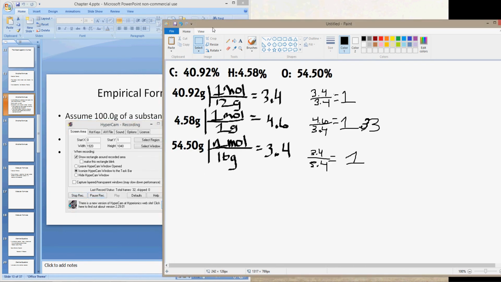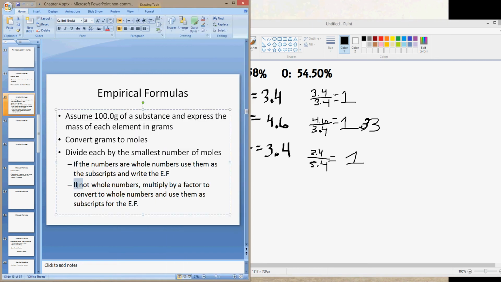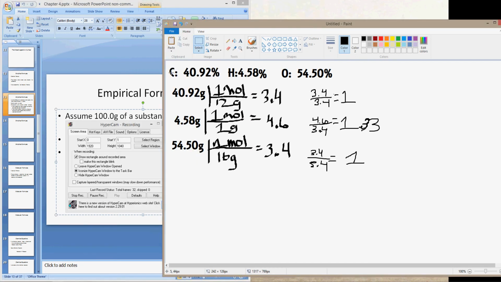Hold on. Alright, Marco, here's another example, but this is the one where this applies. If not whole numbers, multiply by a factor to convert to whole numbers, and then use them as the subscripts for the empirical formula. Alright, I'll just go over the steps again, just in case I wasn't clear. So here's the problem that we get. Now, you just drop the percent and then just put the grams.